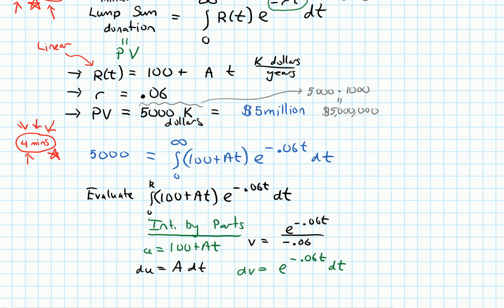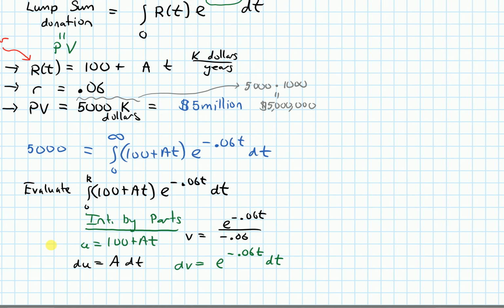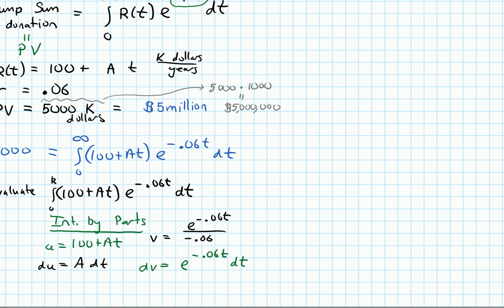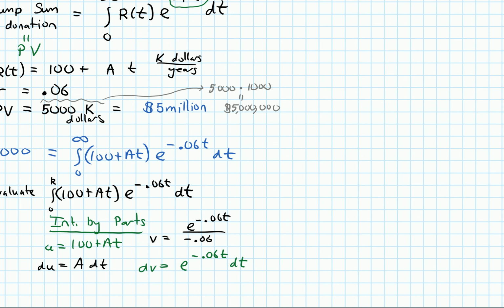All right, so let's plug into our integration by parts formula. I'm going to write it here to the side, just so I can continue to see this, and then I'm going to move it up to the top of the page. So this will equal uv. So uv will give me 100 plus At, getting multiplied by e to the negative 0.06 t, divided by negative 0.06. I'm just going to combine it all into one fraction.